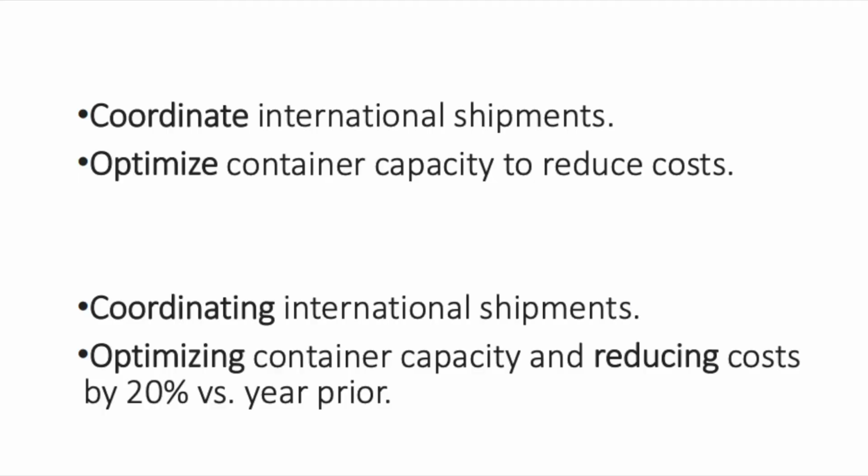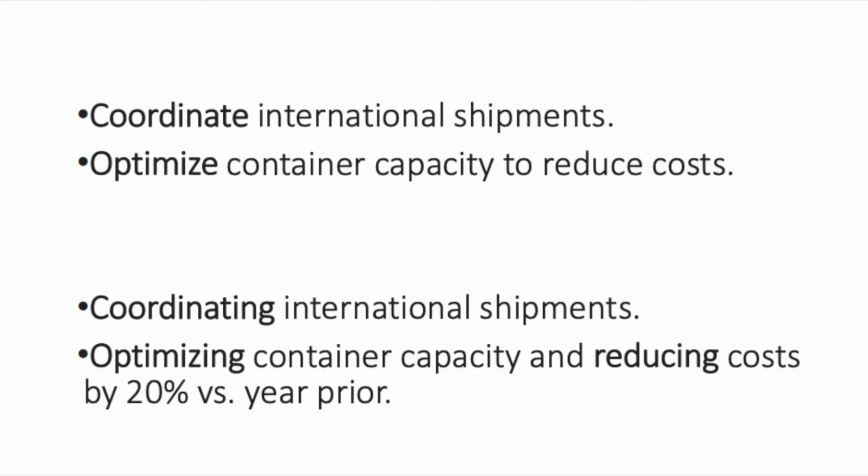What about tenses? For the current position, use the present simple, as in, this is what I do. Let's see some examples. Coordinate international shipments. Optimize container capacity to reduce costs. You could also decide to use the present continuous for your current role, and this doesn't make a big difference. In this case, you could drop the I am at the beginning of the sentence and start with the main verb.